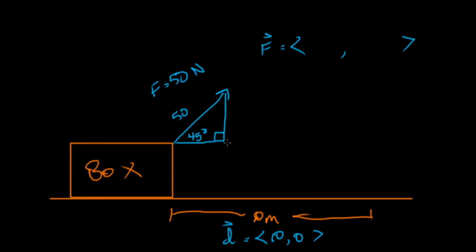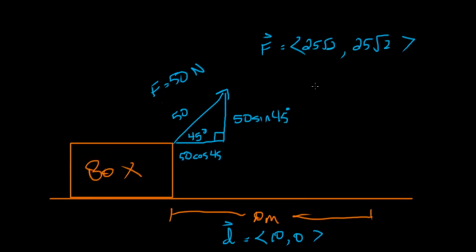What's the horizontal component? Well, that's just going to be 50 cosine theta, 50 cosine 45, right? And then, knowing my right triangle trig, or my unit circle trig, cosine 45, that's root 2 over 2. So that's going to be 50 times root 2 over 2, or 25 root 2. All right, same over here. My vertical component is going to be 50 sine 45, or 25 root 2. So I have my force vector now. It's 25 root 2, comma 25 root 2. All right.